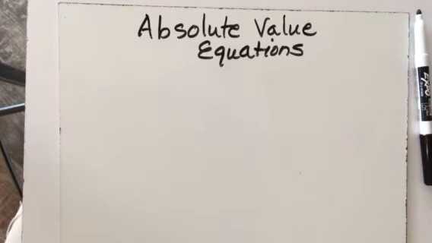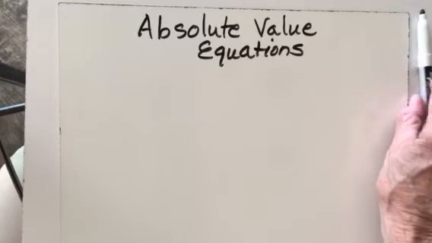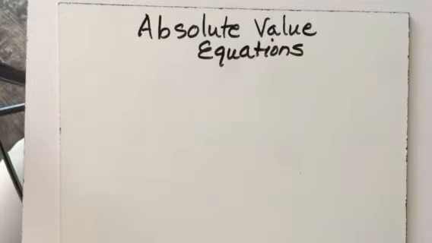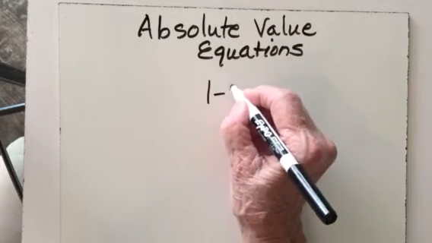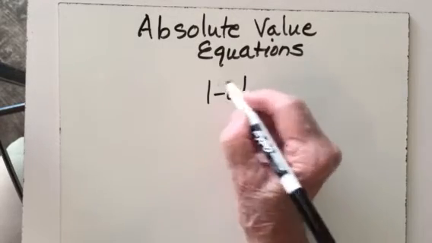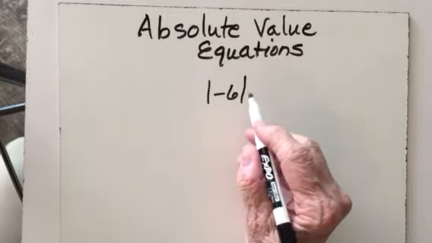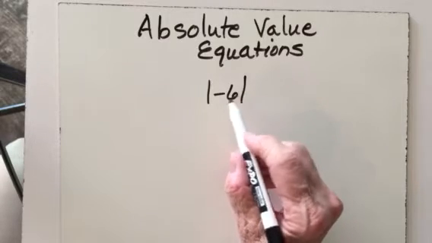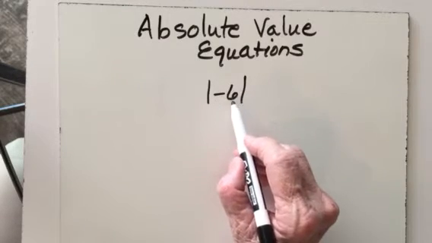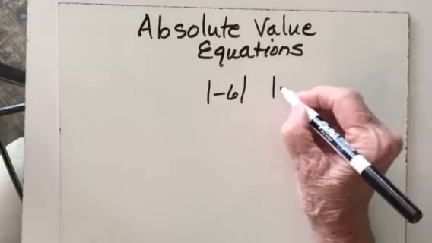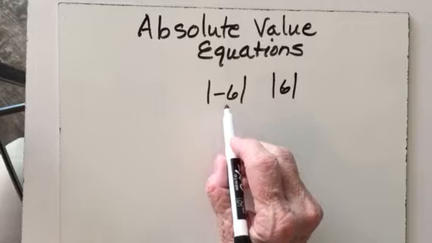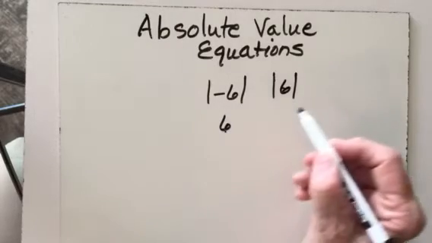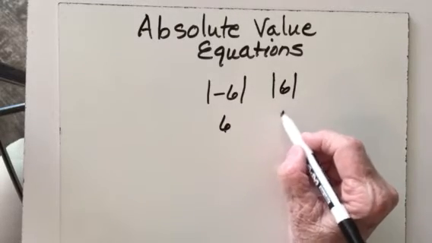In this video, we are going to talk about absolute value equations. Recall that this number we call the absolute value of 6, even though there's a negative in front of it. And we call this the absolute value of 6. Well, the absolute value of -6 is 6. The absolute value of 6 is 6.